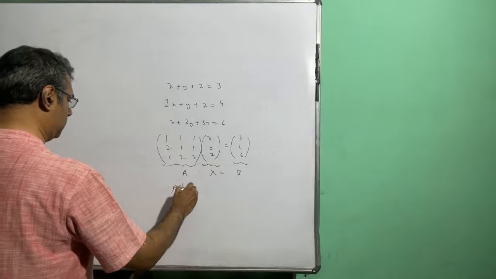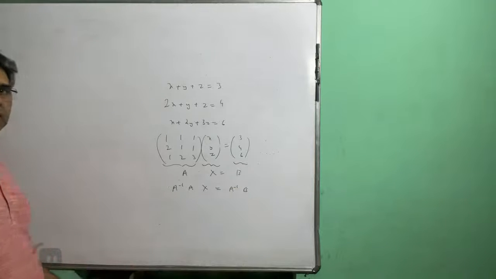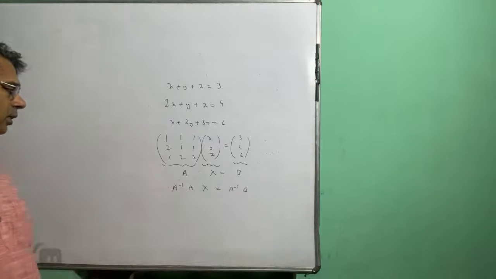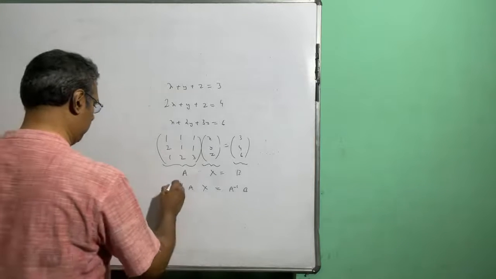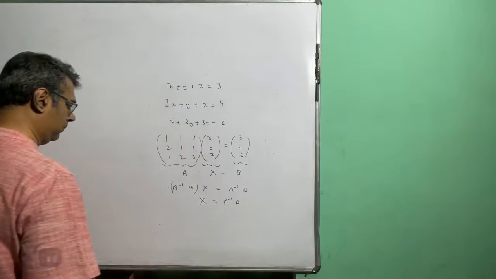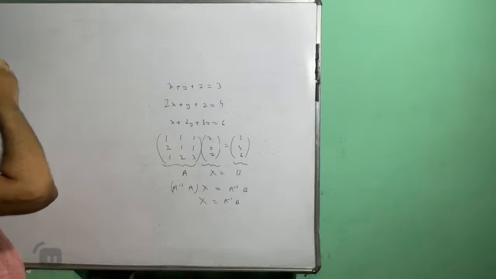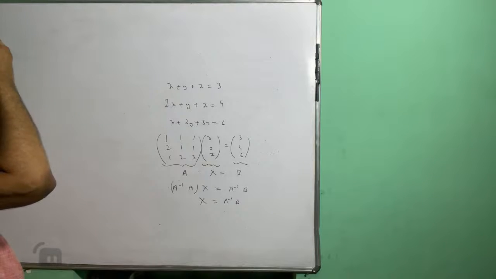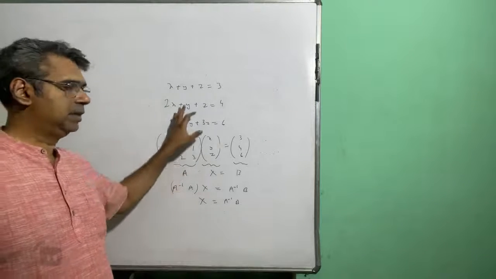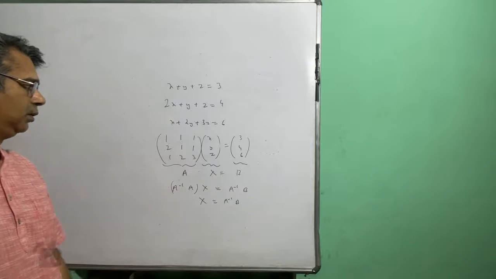Now what you do is you multiply both sides with A inverse. So A inverse into A into X is equal to A inverse into B. A inverse into A will be identity. So X will be A inverse into B. So you are having three simultaneous equations in three variables, and the corresponding solution is A inverse into B.